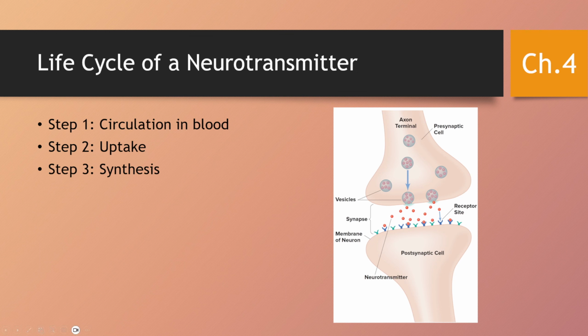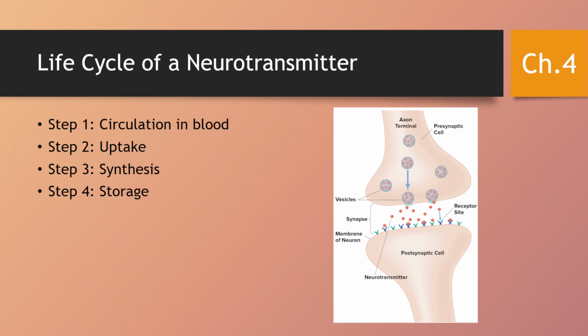Then we have what's called synthesis. These are precursors synthesized into neurotransmitters through the action of enzymes. They actually get transformed into neurotransmitters through this synthesis process. And again, enzymes help to undergo that process and change the molecular structure to make them usable as neurotransmitters.